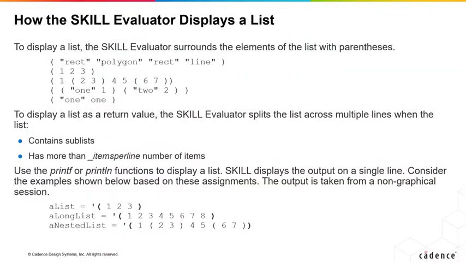So how does a skill evaluator display a list? To display a list, the skill evaluator surrounds the elements in the list with a set of parentheses. So here we have several examples. The first line, we have a list of strings, rect, polygon, rect, and line, which would be typically types of shapes. The second example, we just have a list of numbers, each separated by a space.